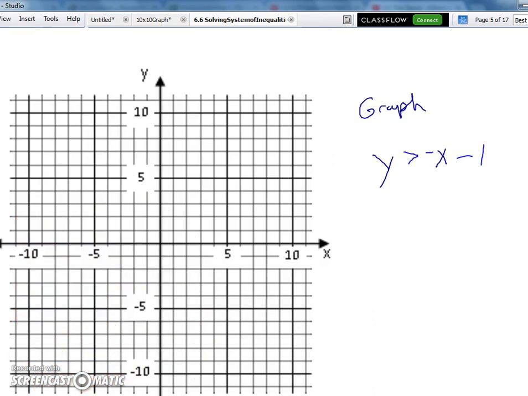Let's try another similar problem. Again, you have negative x minus 1. So you're going to start at the y-intercept of negative 1, and it has a negative slope. But I want you to notice on this one, it has a greater than sign and not greater than or equal to. So when I connect these to make a line, it does not include the line. It is only greater than the line. So we're not going to draw a solid line. We're just going to draw a dotted line through that whole thing.